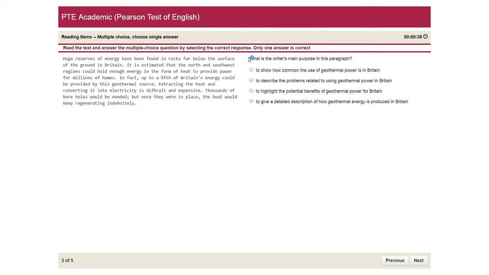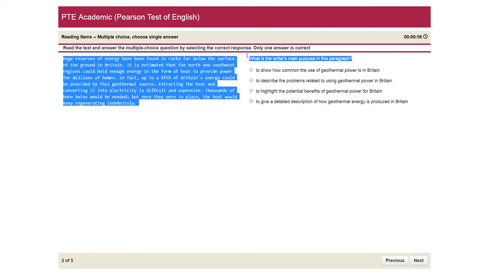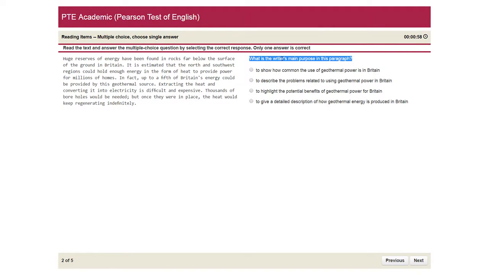As I have mentioned in the tips in the previous video, we need to follow them. The first tip was to read the question. So the question is, what is the writer's main purpose in this paragraph? The question is talking about the writer's main purpose. In the paragraph, we need to find the main sentence or main details which the writer is focusing on, the main idea.